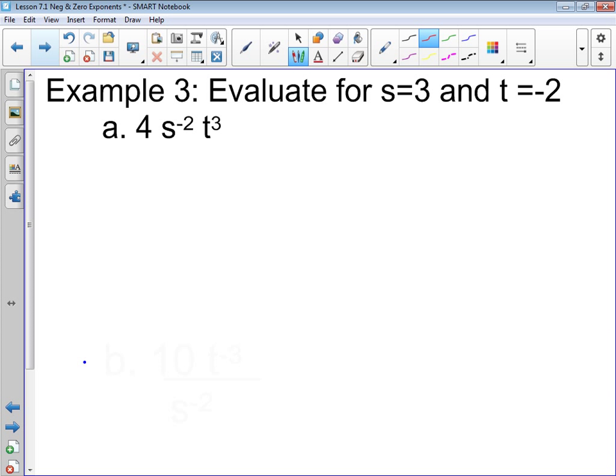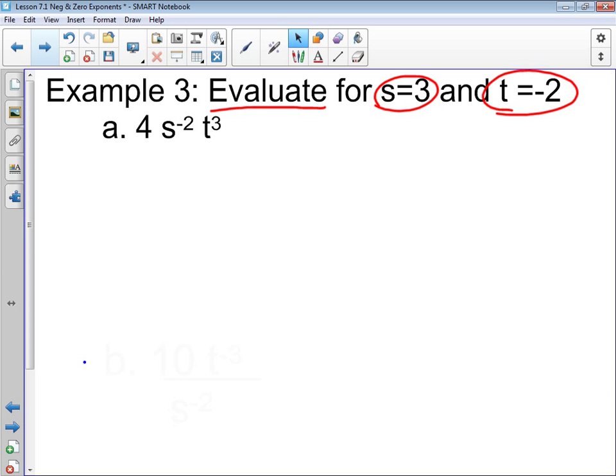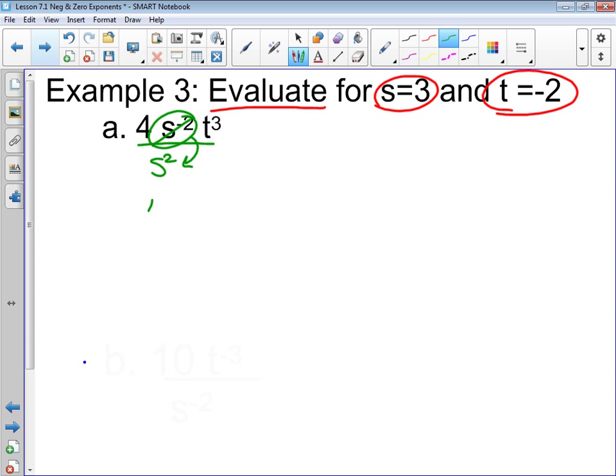Okay, example 3. The word evaluate means replace a letter with a value. So evaluate this expression when s is 3 and t is negative 2 just means to substitute. Before you do any substituting though, if you have negative exponents or zero exponents, you want to take care of those first. So I'm going to rewrite this expression 4s to the negative 2 t to the third by moving the negative exponent so that it's below. So my new expression is 4 t to the third over s to the second.